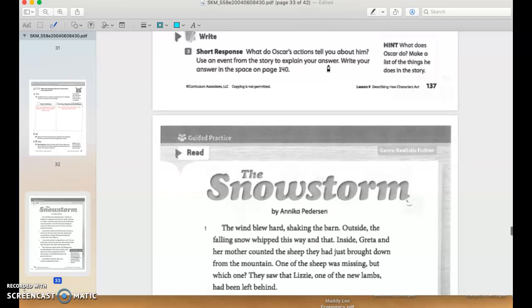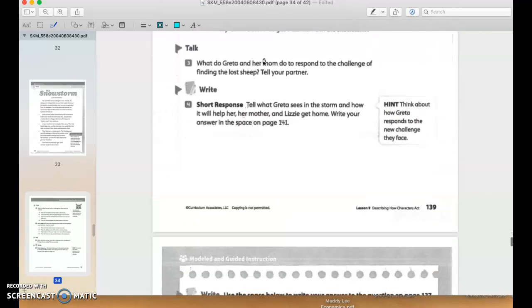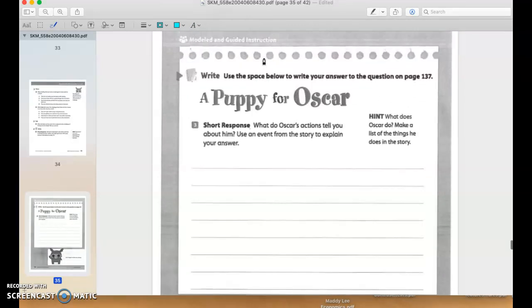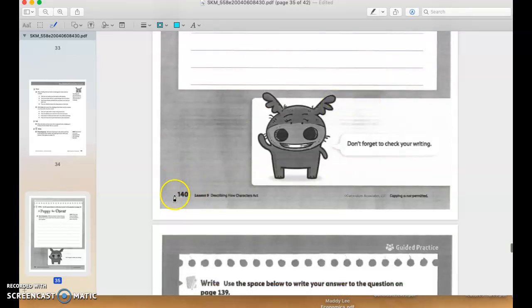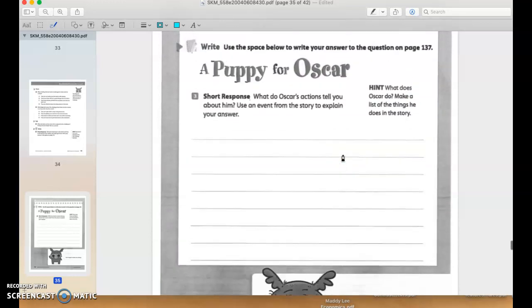So you are going to answer number 3, short response. You'll have to turn over a couple of pages right here where it says A Puppy for Oscar on page 140. And after you finish this portion, make sure you're restating the question and you're giving evidence from the story using your very best writing and using punctuation marks.